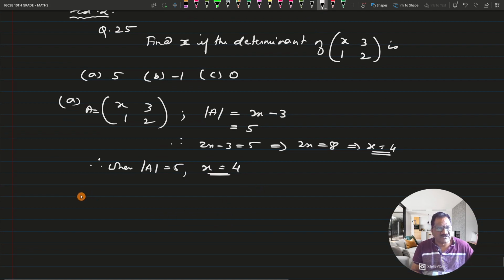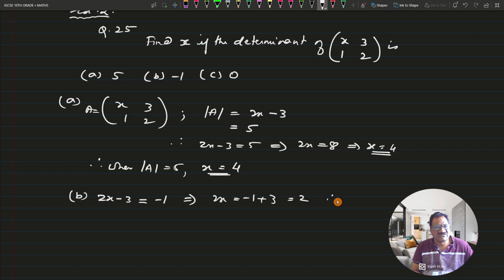Now part B of the question is -1, that is, when the determinant value is -1. As we know, 2x minus 3 is the determinant value of A. So if this is equal to -1, what will be the value of x? Again 2x will be equal to -1 plus 3, which is equal to 2. Therefore x will be equal to 1. So the answer for part B is x equal to 1 when the determinant of A is -1.